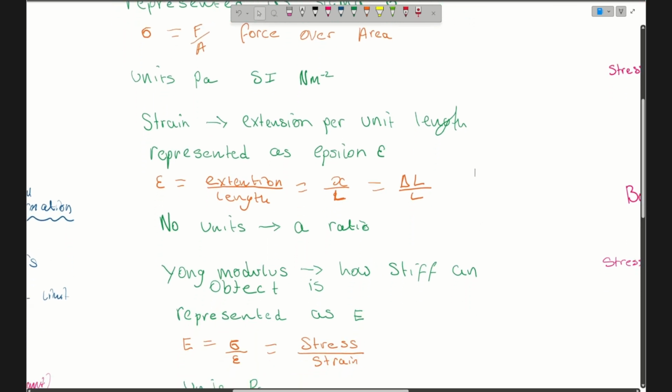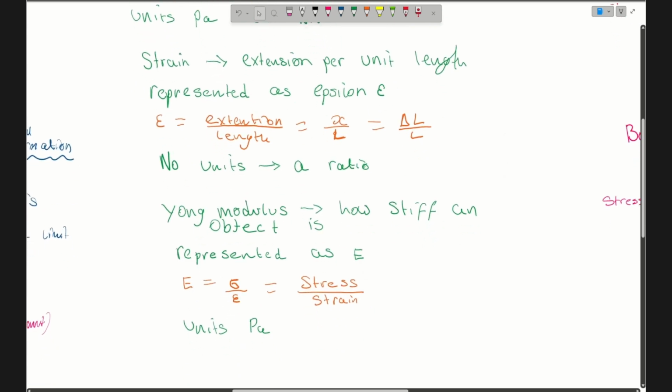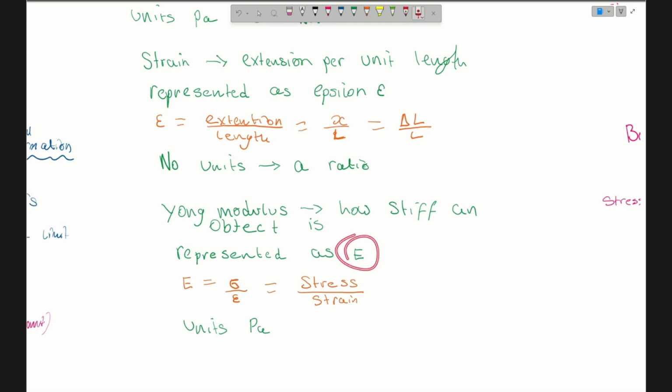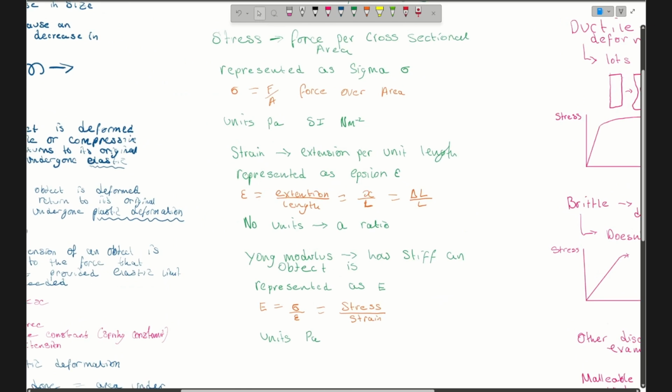Then finally we can get onto Young's modulus, which is a representation of how stiff an object is. It is represented as a capital E, and it is equal to stress over strain, or sigma over epsilon. As strain, we just said, has no units, and stress has the units of pascals, Young's modulus will just inherit the units it's given. Once again, I believe it has SI units of N m^-2, but you'll have to fact check me on that one, because I'm not 100% sure.